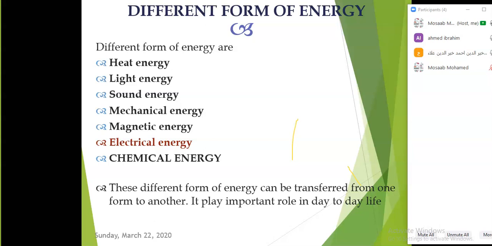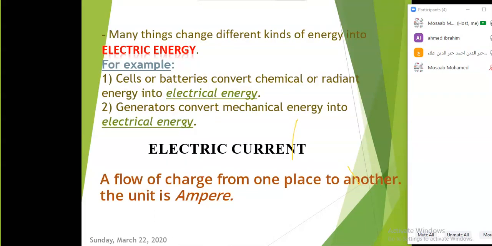What type of energy is really important for us in this unit is electrical energy. All our unit is about electrical energy. This energy is what we are going to take in a little bit more detail. Many things change different kinds of energy into electric energy. So we need to produce electric energy. How can we change other forms of energy into electric energy?